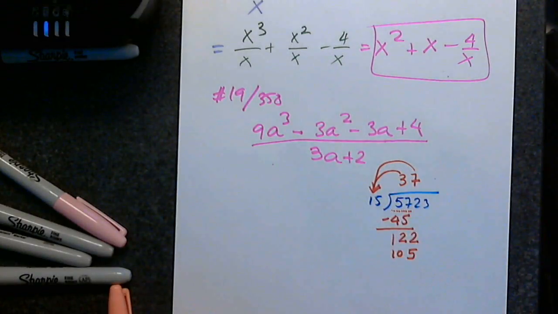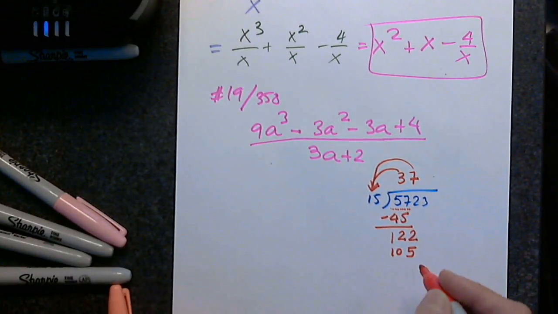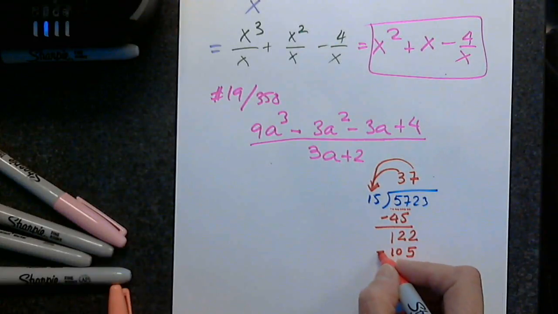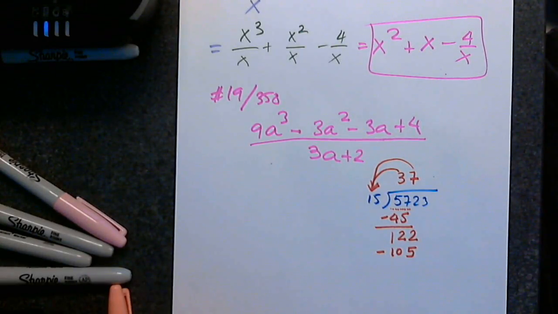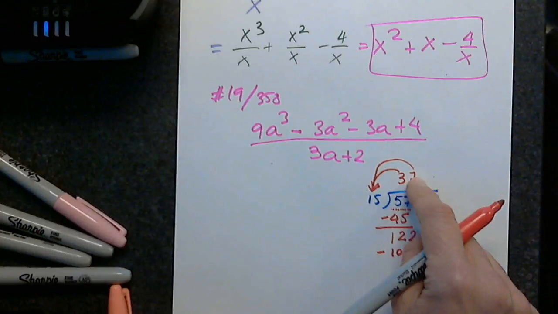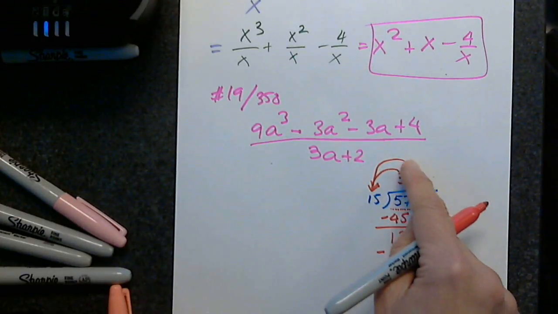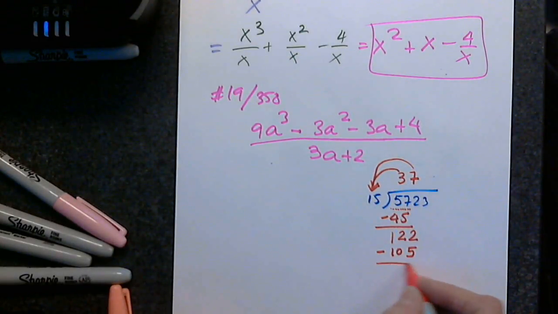But 7 times 15 is not, it's positive 105, but I will have to subtract. It's not negative 105. So up here I put the positive or the number I need, but when I write it underneath, I change the sign. So this will be 17.